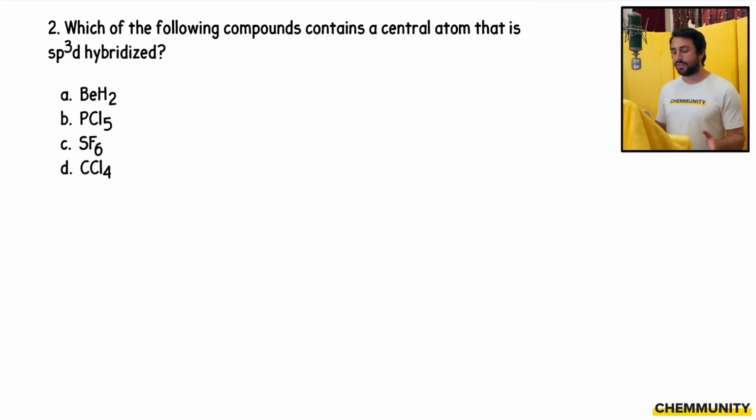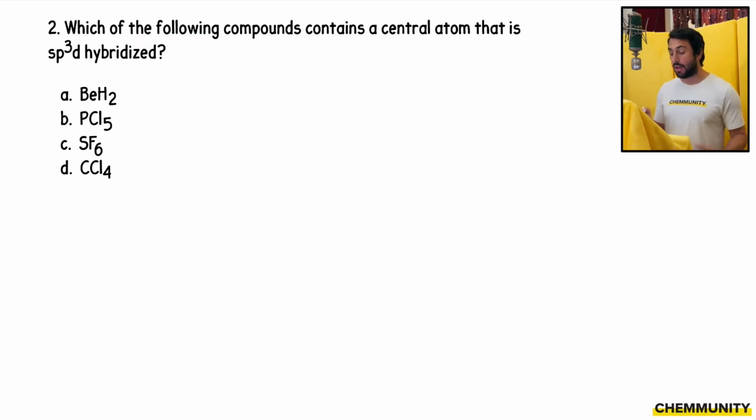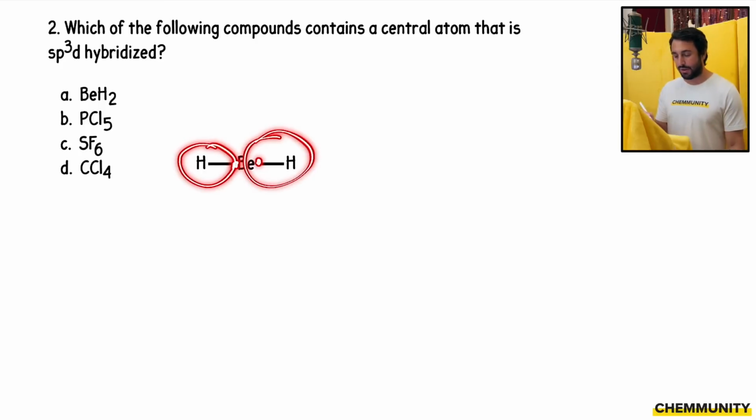Okay, number 2 asks, which of the following compounds contains a central atom that is sp3d hybridized? So in order to assess this, we need to be able to draw Lewis dot structures. We need to be able to draw these out, ideally with the appropriate geometry. So let's go ahead and do this. The first one is beryllium. So we have BeH2. So there's our beryllium. And beryllium only has 2 valence electrons. So that is only going to be able to make 2 covalent bonds. That's going to adopt a linear configuration there.